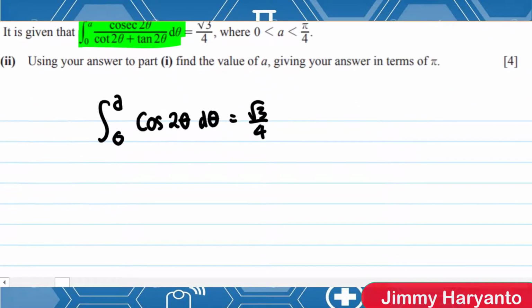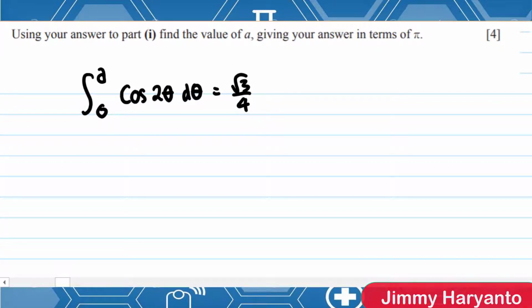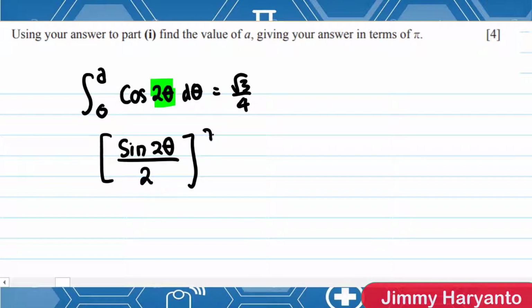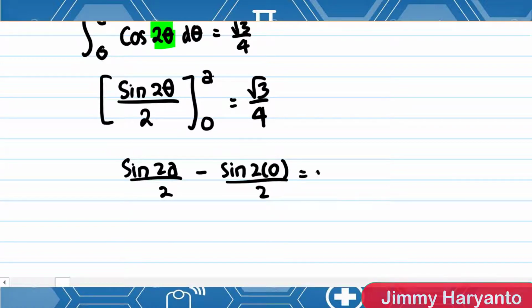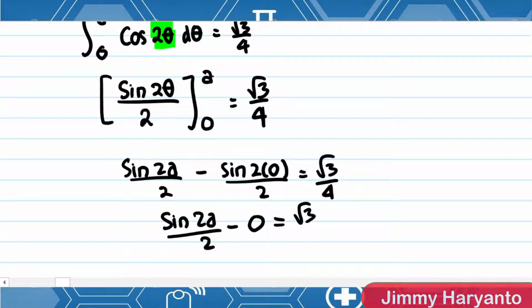After that, we can simplify this one by integrating. Cos integrated becomes sine. Don't forget to divide by the differentiation of the angle; the differentiation of 2 theta equals 2. And then we don't have to put plus c because we have a definite integral from 0. After that, we can put a into the function: sine 2a over 2 minus sine 2 times 0 over 2 equals square root of 3 over 4. The next is sine 2a over 2 minus 0 equals square root of 3 over 4.